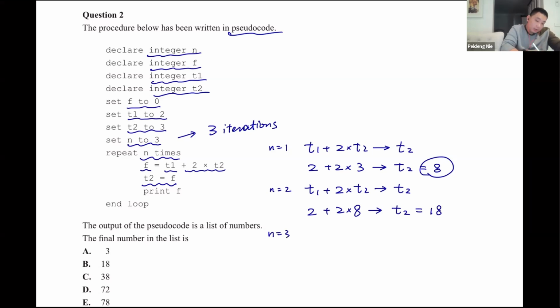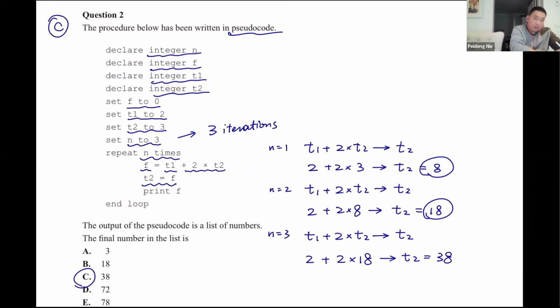Finally, when n equals 3, t1 plus 2 times the previous t2 gives the next t2. So 2, still the same t1, plus 2 times the previous t2, 18. This will be 2 plus 36, which is 38. Therefore, option C is the intended answer.